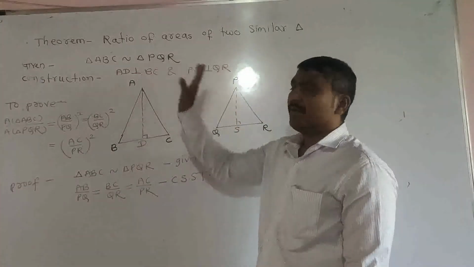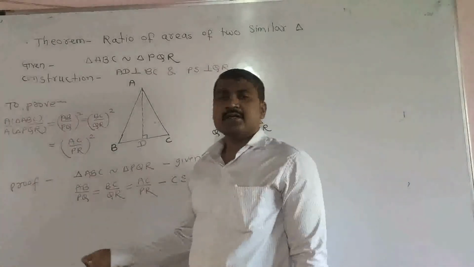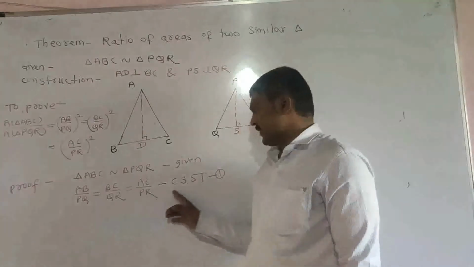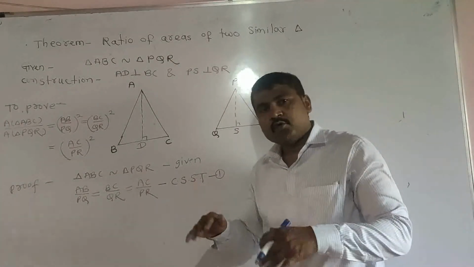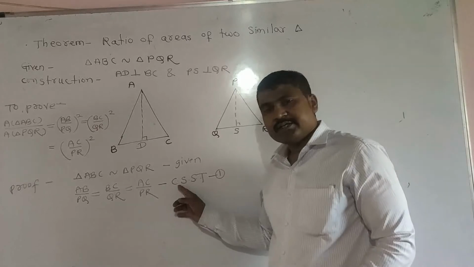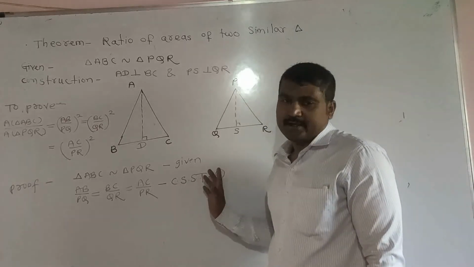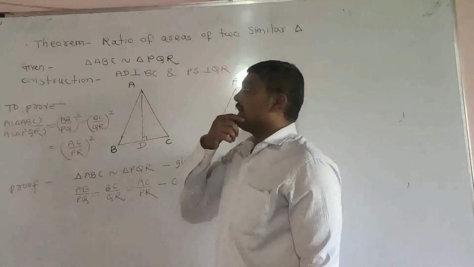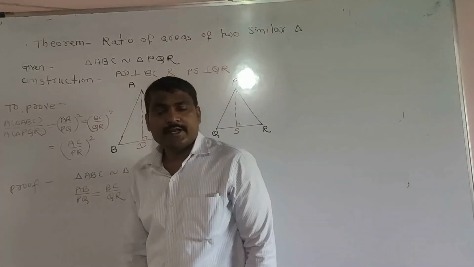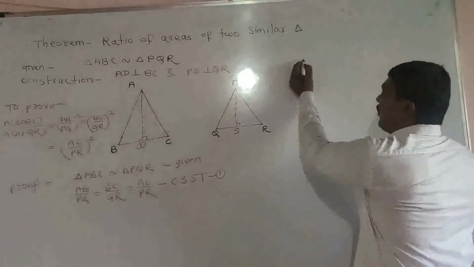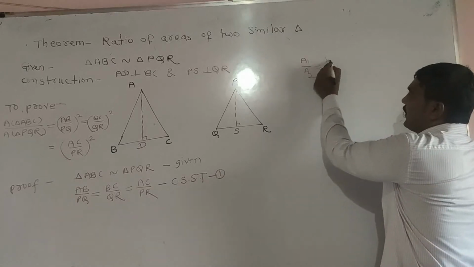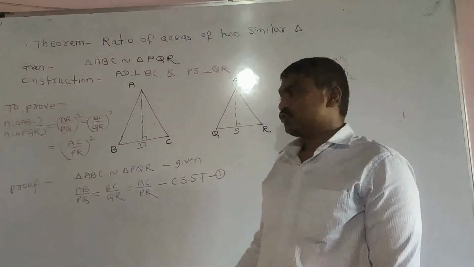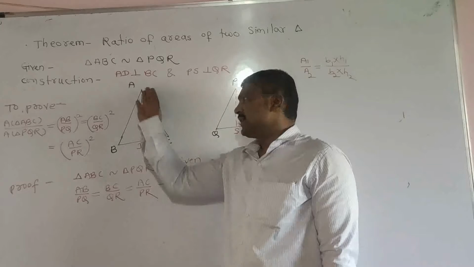I have completed the given data. Also we know when two triangles are similar, this is the CSST. CSST means what? I have told you many times: corresponding sides of similar triangles. Okay. Now this is equation number 1. Now start with this. What do we have to prove? We have to take the ratio of areas of the two triangles, and we have the formula A1 upon A2 equal to B1 into H1 upon B2 into H2. B means base and H means height. So when you consider this triangle, BC is the base, AD is the height.